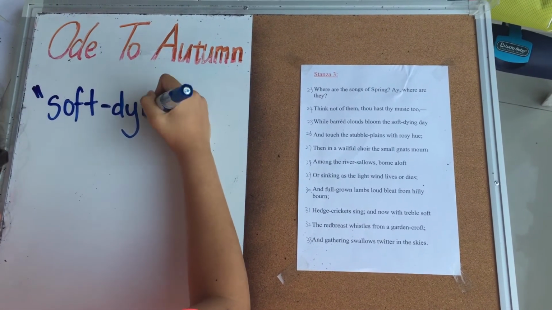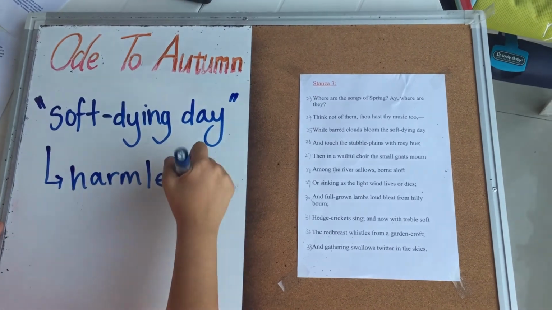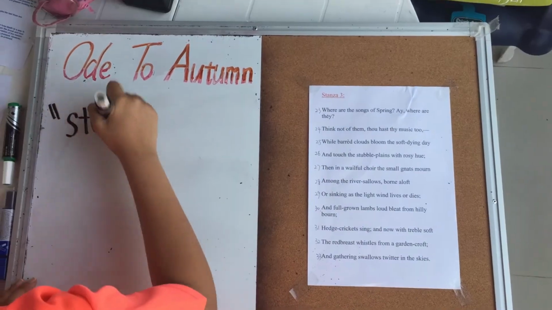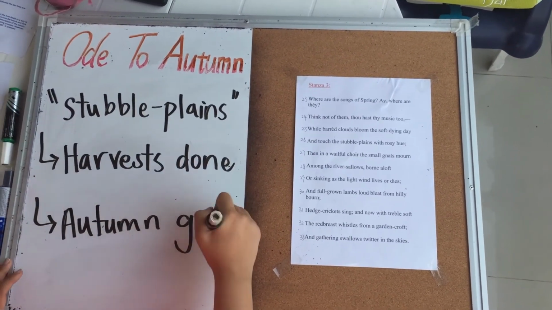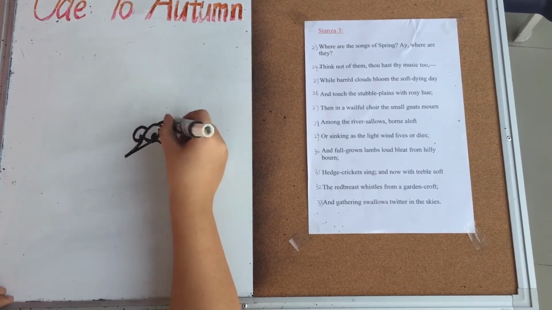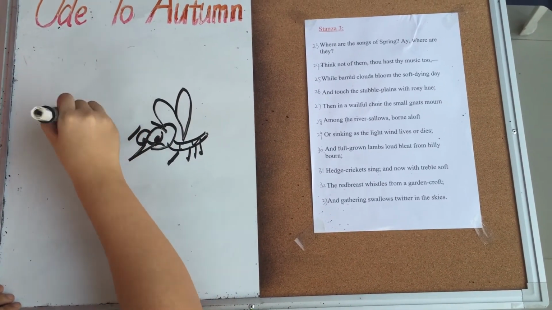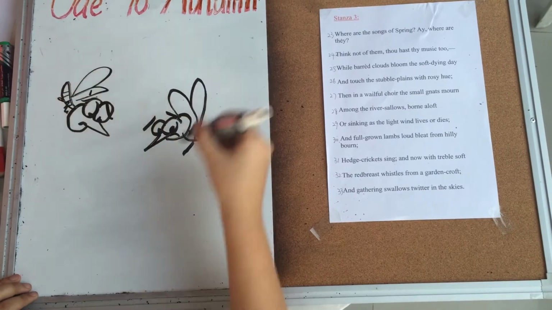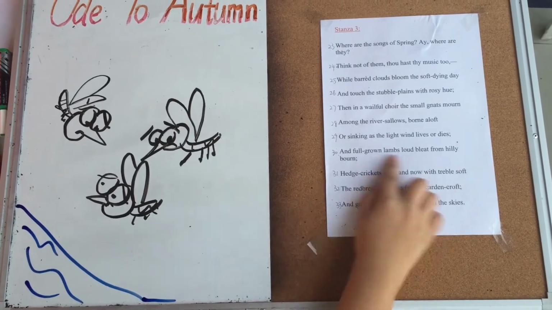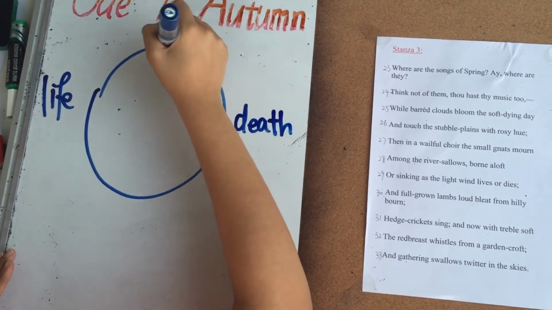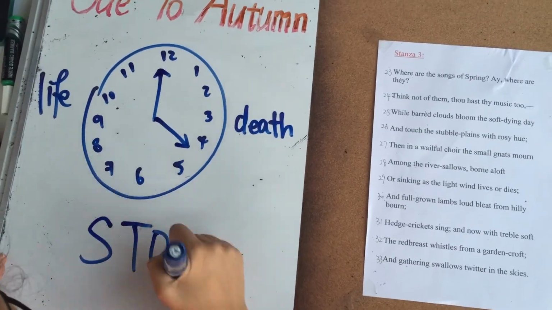From line 25 to line 26, the soft dying day is the very first evidence of which death is coming, which has been aforementioned. The word soft, however, implies that maybe the fact that every day dies is harmless and very natural. From line 27 to line 28, the poet wrote a willful choir of the small gnats mourn. The poet uses personification by comparing gnats to humans, because in reality, only humans mourn when one of their people passes away. The poet is freezing time between life and death, as seen by the use of words such as aloft, sinking, lives or dies.